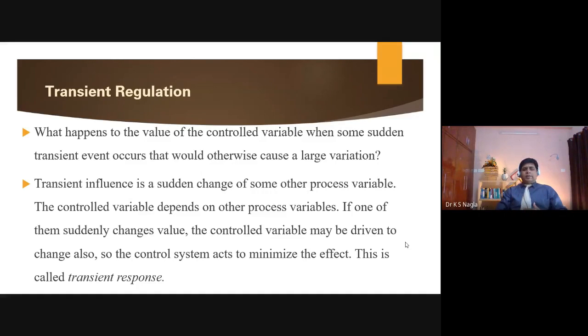So the transient influence is a sudden change of some of the process variables. The controlled variable depends upon the process variables, as you already know. If one of them suddenly changes value, the controlled variable may be driven to change also. So the control system acts to minimize the effect, and this is called the transient response. The transient response of your designed process control should be very good, so that it immediately stabilizes the system in a minimum duration of time.